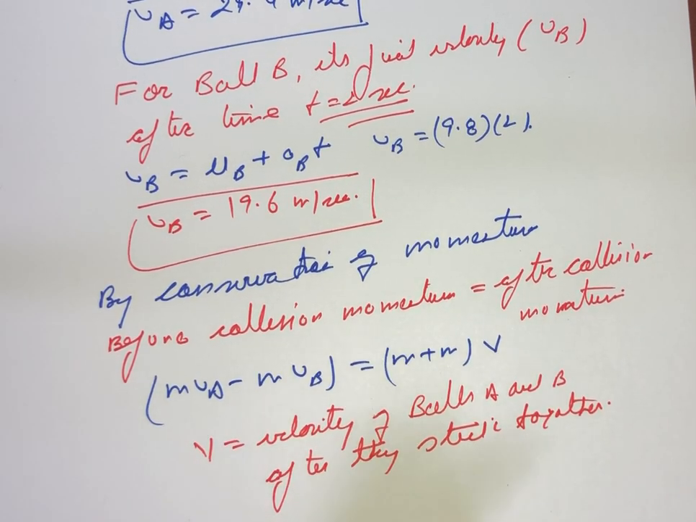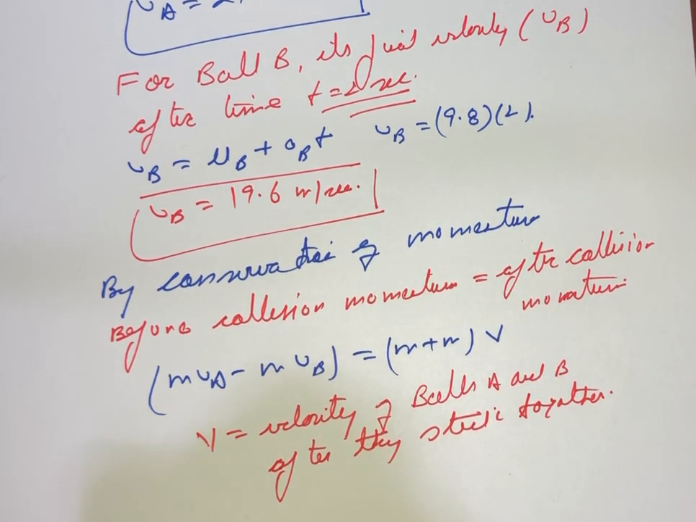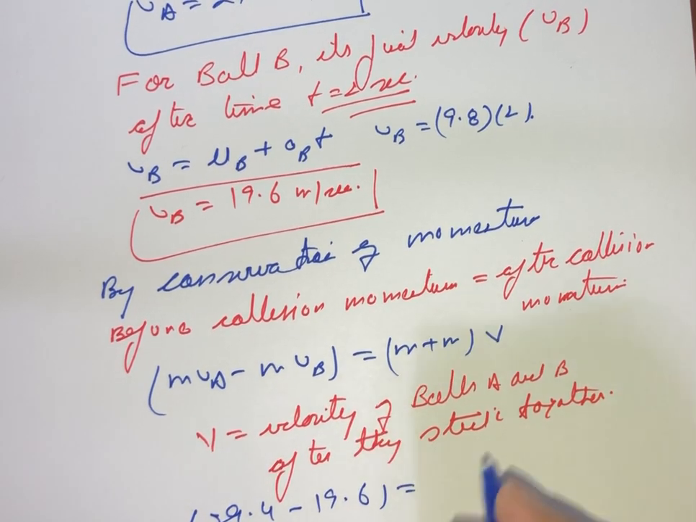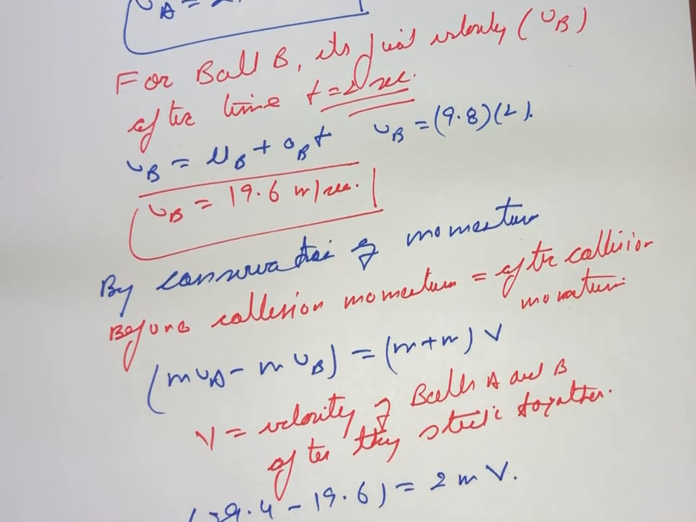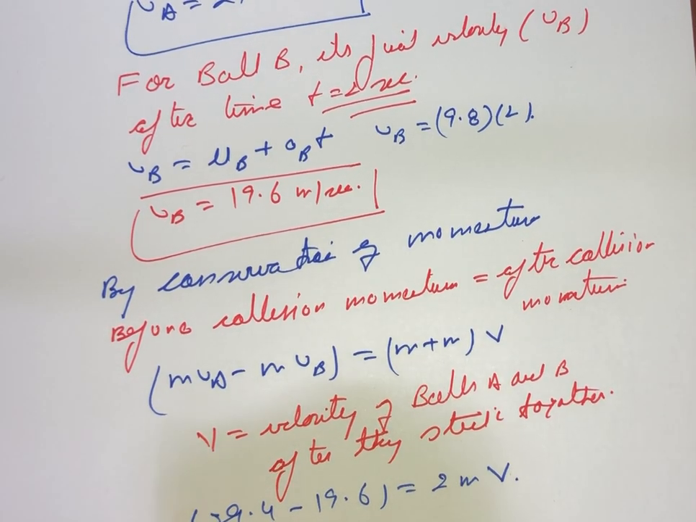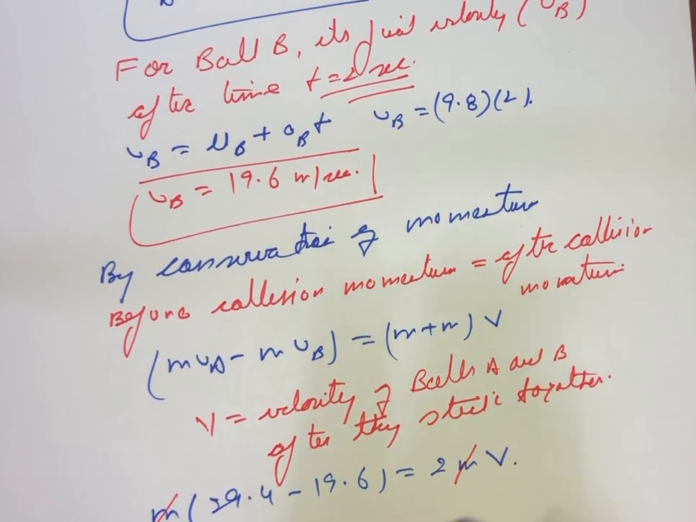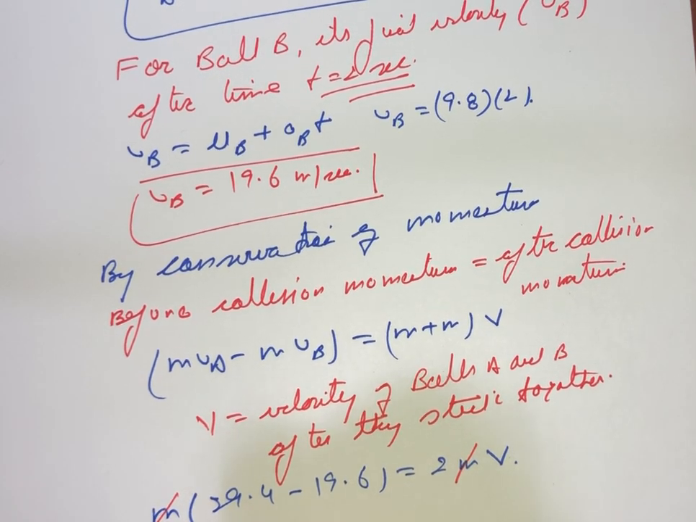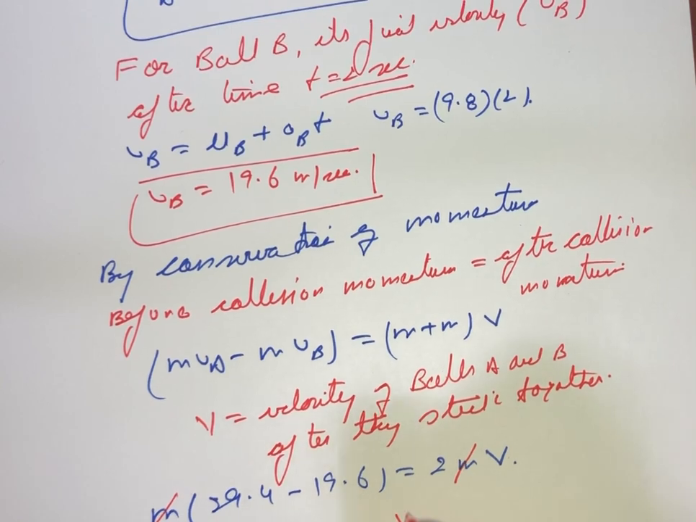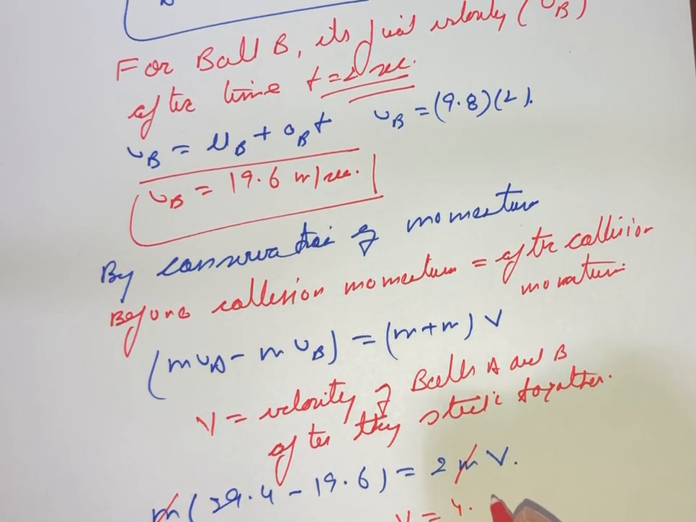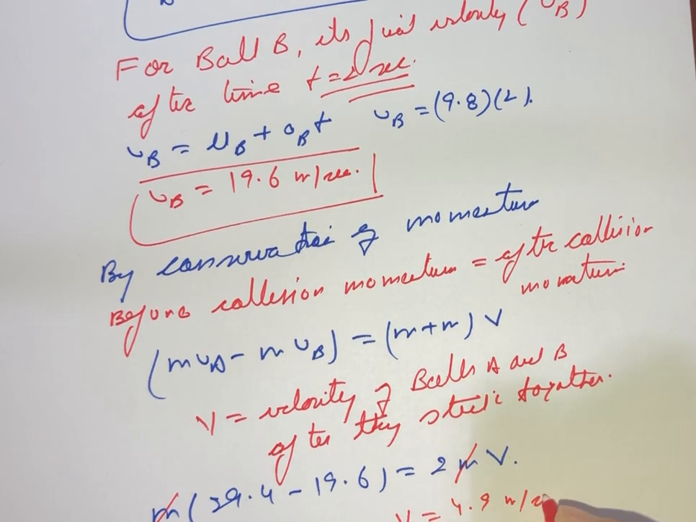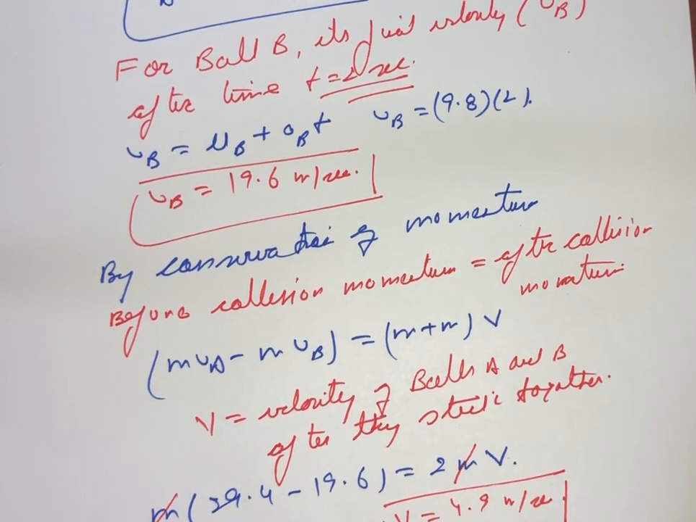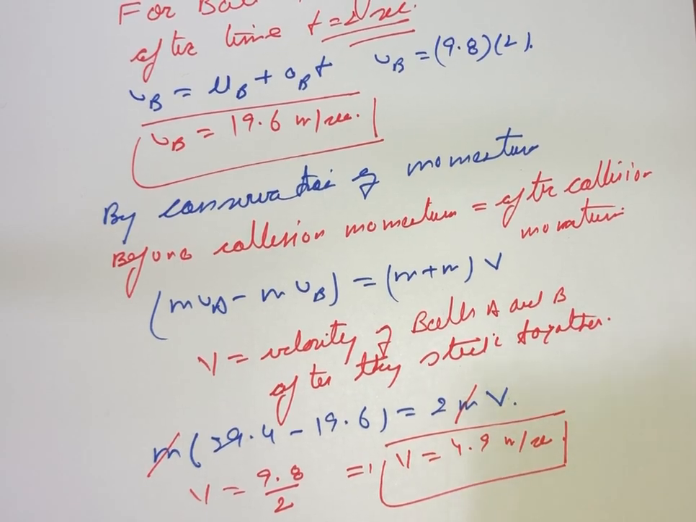So we already know, let us take m as common. VA is our 29.4 minus 19.6 is equal to 2m times V, and m cancels out with m, so we get V is equal to 9.8 divided by 2, so we can say V is equal to 4.9 meter per second. So this is their combined velocity.